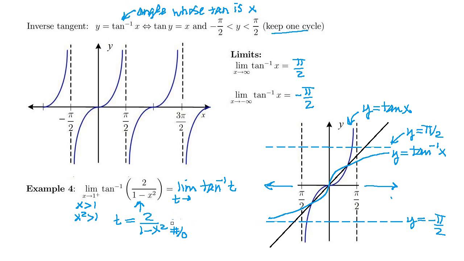So actually let me do an arrow here. And that's as x approaches 1 from the plus side. So our t down here is going to minus infinity. So we're really doing limit of inverse tan t, t goes to minus infinity. That's this one here. That's negative pi over 2.